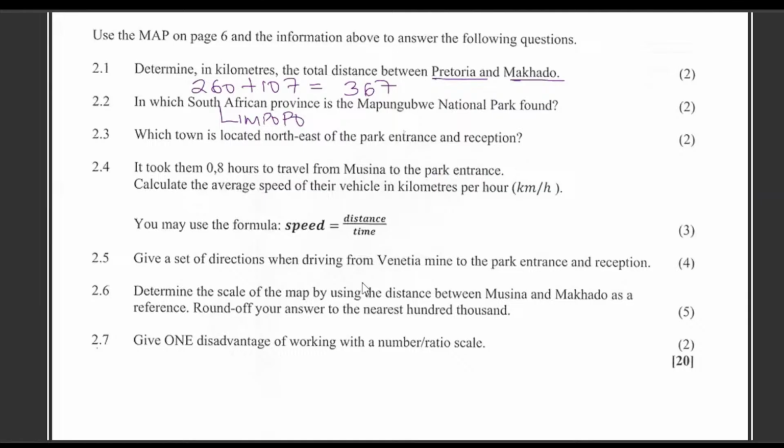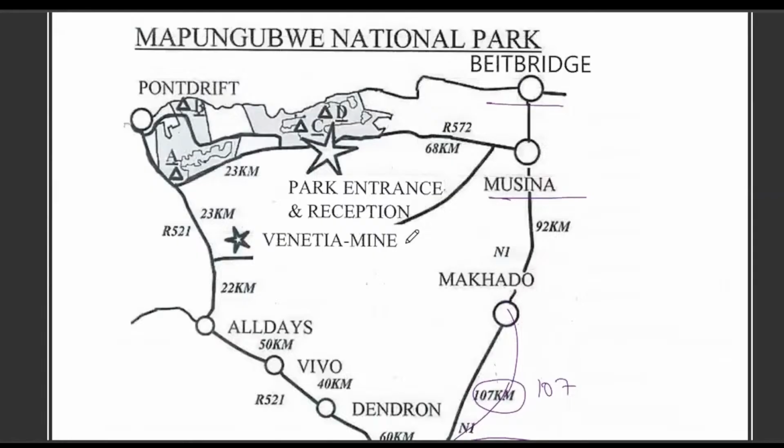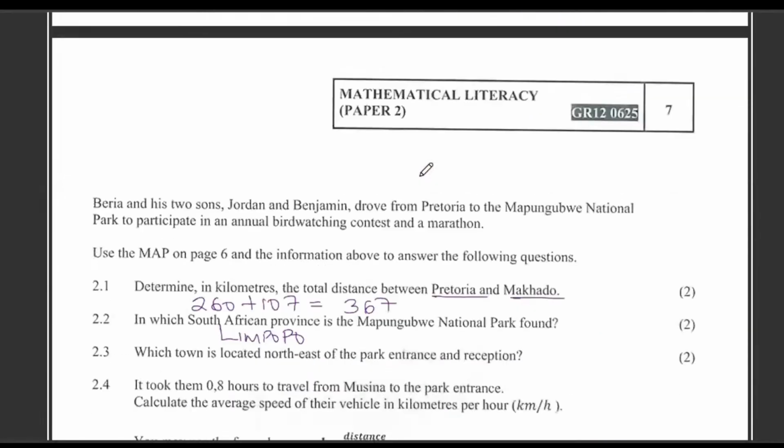Which town is located northeast of the park entrance and reception? Northeast of the park entrance and reception. Now, entrance and this sister here. Northeast is this. So we have it as what? Beit Bridge.